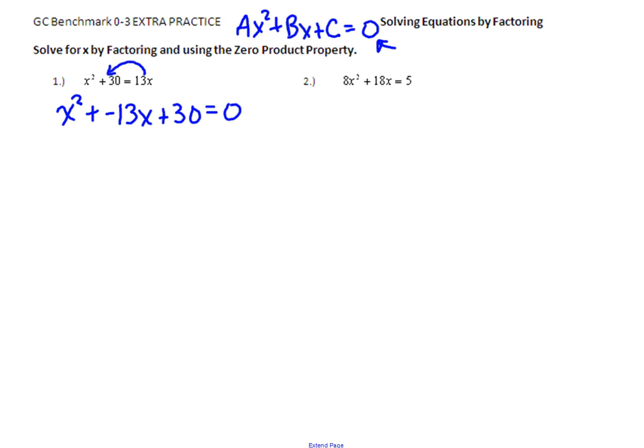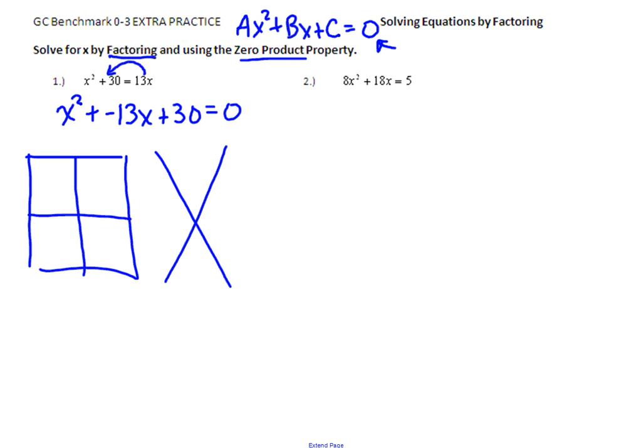And now, if I'm using the quadratic formula, I'd have a is 1, b is negative 13, and c is 30. We can't use that. We have to factor and then use the ZPP. Now the way that our CPM books show us, we have this box, and I'll show you a shortcut later.